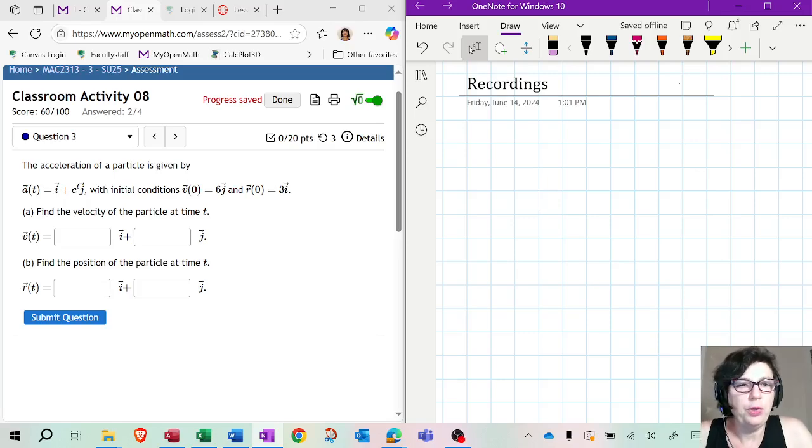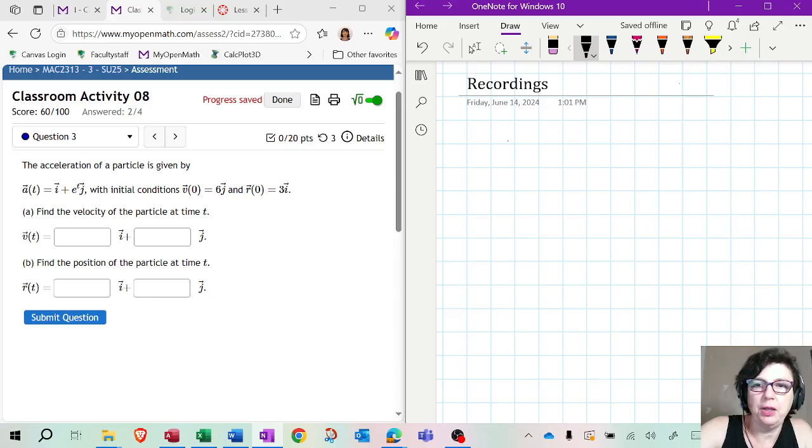Okay, guys, in this video, I'm going to explain how to find velocity and position based on the acceleration. So here the acceleration vector is given, and it looks like that's just i plus e to the power t j.